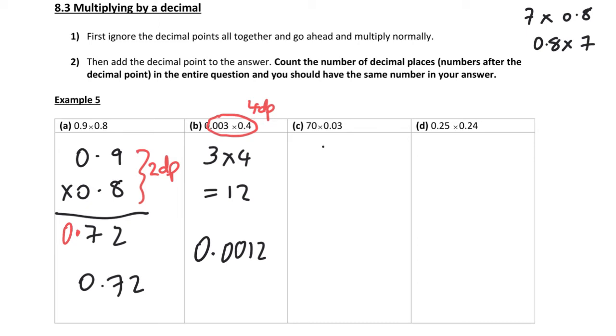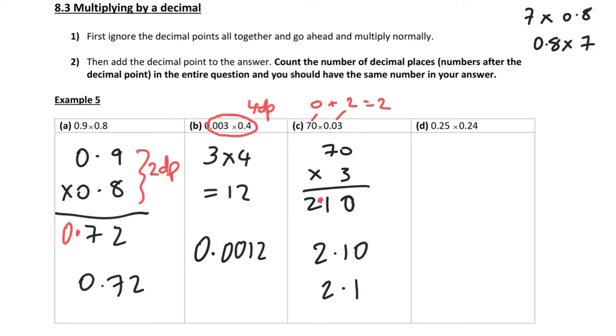So example C, let's do 70 times 0.03. So we're ignoring the decimal places. So 3 noughts are nought, 3 sevens are 21. So we've got 210. In the question, there were no decimal places in the 70. There's 2 in the 0.03. So that means there's a total of 2 decimal places. So we want 2 decimal places within this number 210. And to achieve that, we're going to have to put the decimal point between the 2 and the 1. So the answer there is 2.10 or just 2.1.